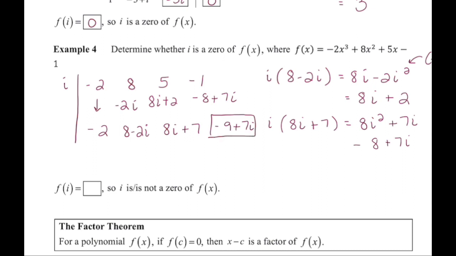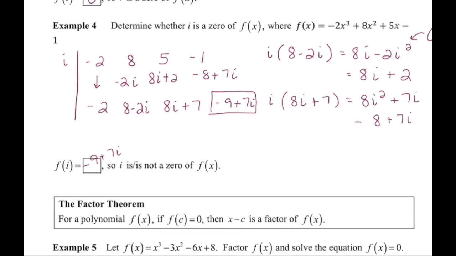So we have a remainder. Since when I plug in i we ended up with -9 plus 7i, we know that i is not a 0 of this function. So there's not an invisible 1 that's there.